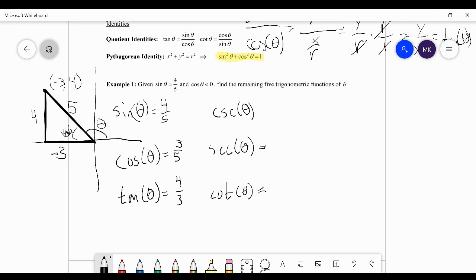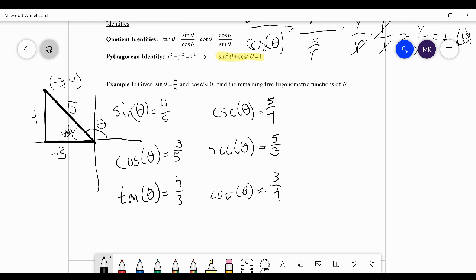Now we know that all of these are simply the reciprocals of their pair in the sine, cosine, tangent. So cosecant pairs with sine, and the reciprocal of 4/5 is 5/4. Secant pairs with cosine, and the reciprocal of -3/5 is -5/3. Cotangent pairs with tangent, and the reciprocal of -4/3 is -3/4. And so that's it. There are our values.